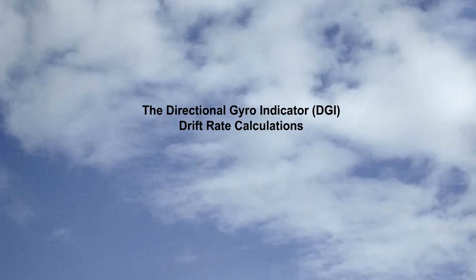In the lesson on the principle of operation of the directional gyro indicator, or DGI, we looked at the errors associated with the DGI. In this lesson, we are going to use that information to enable us to calculate the total error which the DGI is subject to.